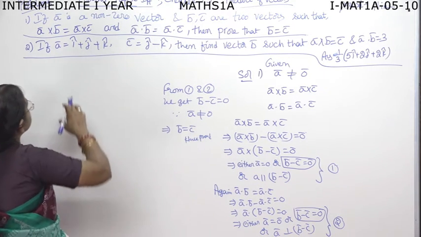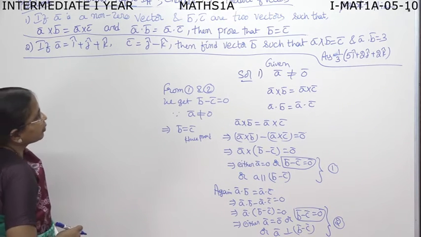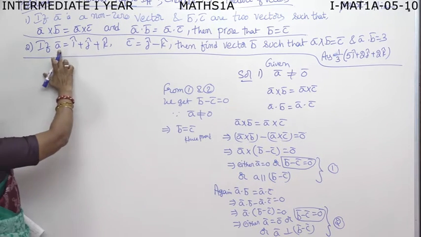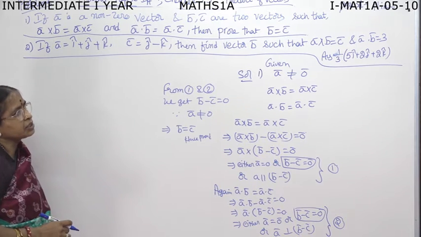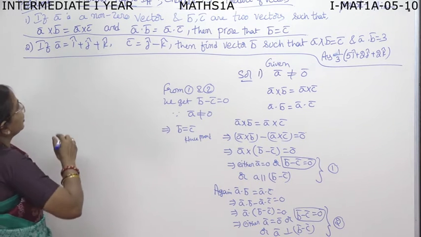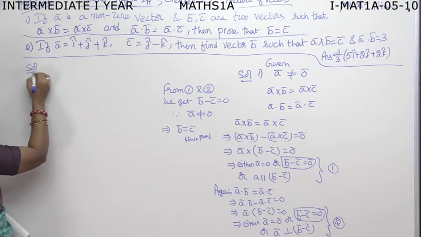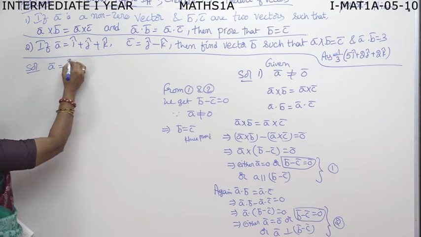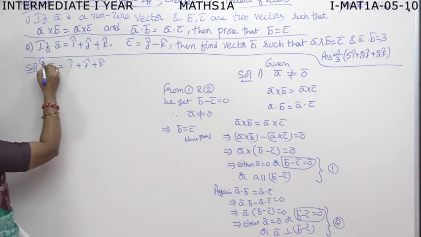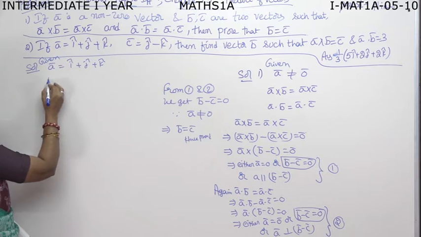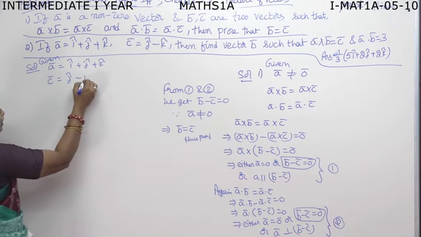Okay. Now the second one is again a very important problem. You are given A and C, two vectors. Find the vector B such that A cross B is equal to C. So you are given A is equal to i plus j plus k. I'll write given: A is equal to i plus j plus k, then C is equal to j minus k.